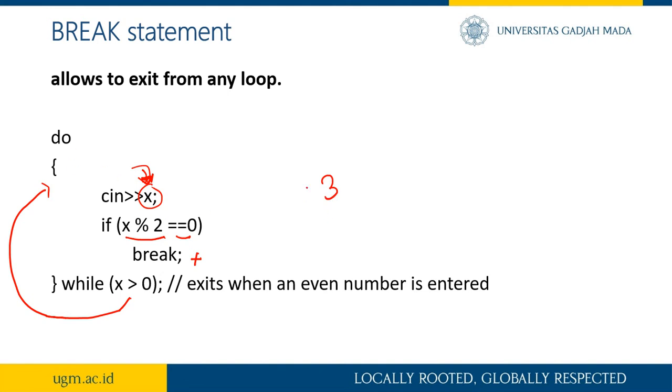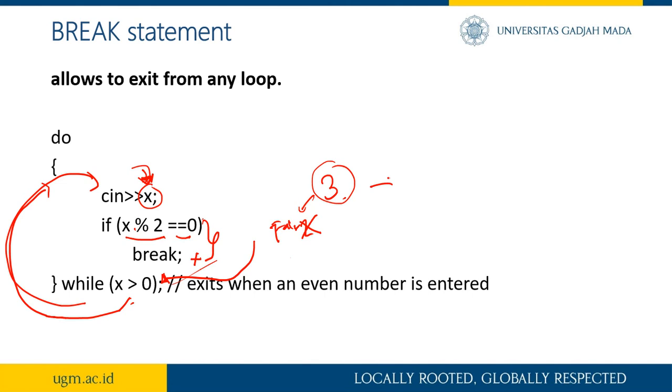I will try to input 3 the first time. So I type in 3, and then I check: 3 modulus 2 equal to 0? No, this is false. So I will skip the break and go to the condition checker. x is more than 0, because 3 is more than 0, then I will do the looping again, and I will have to input again.